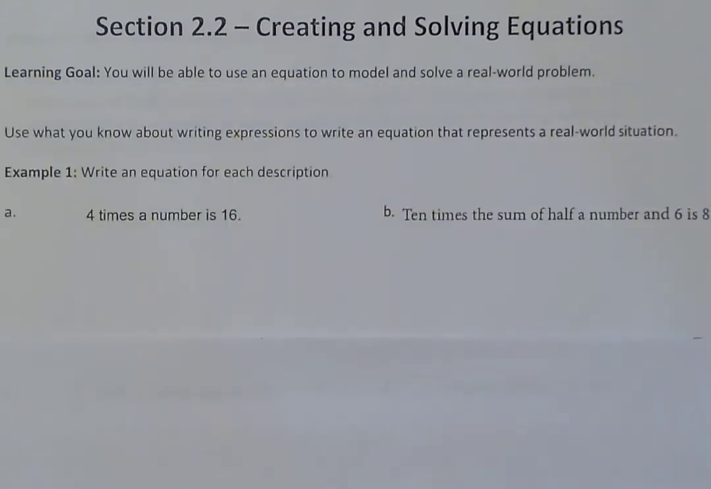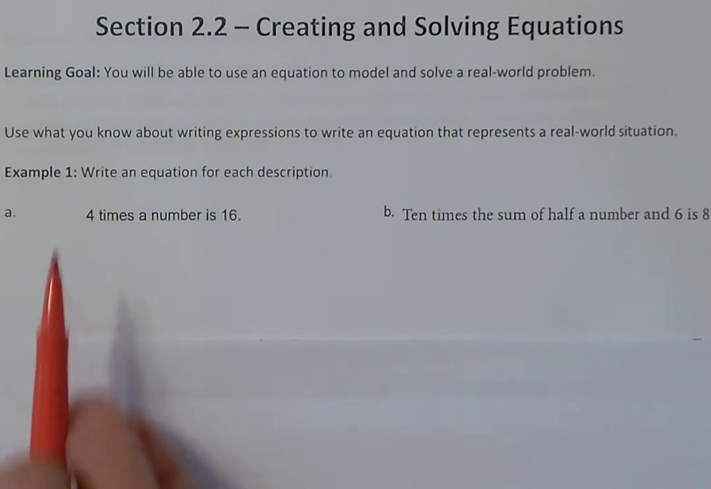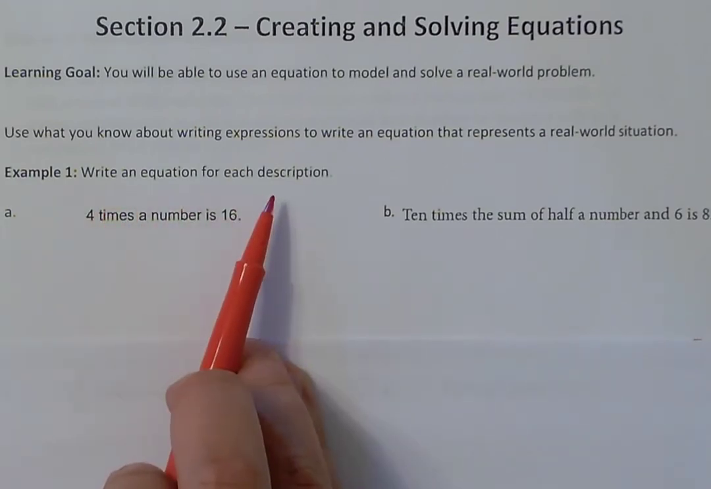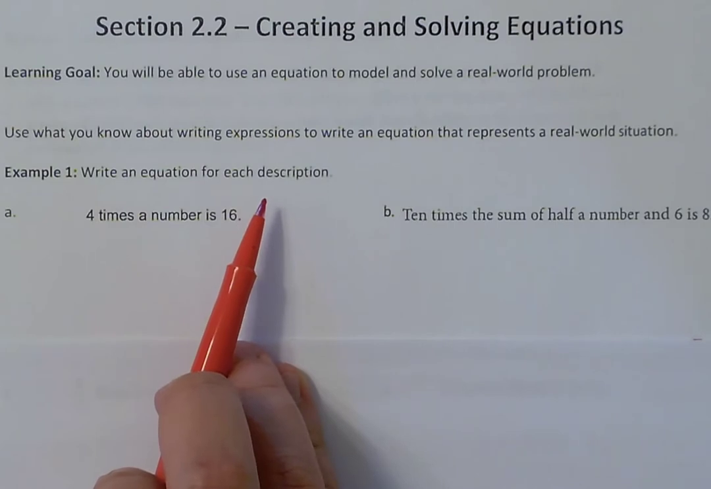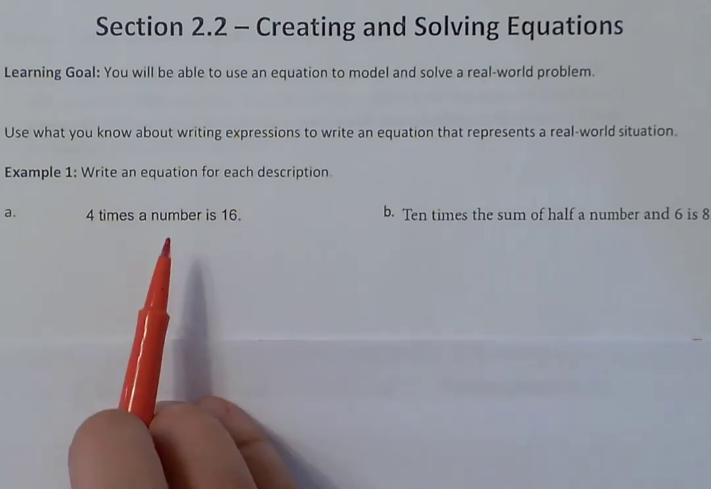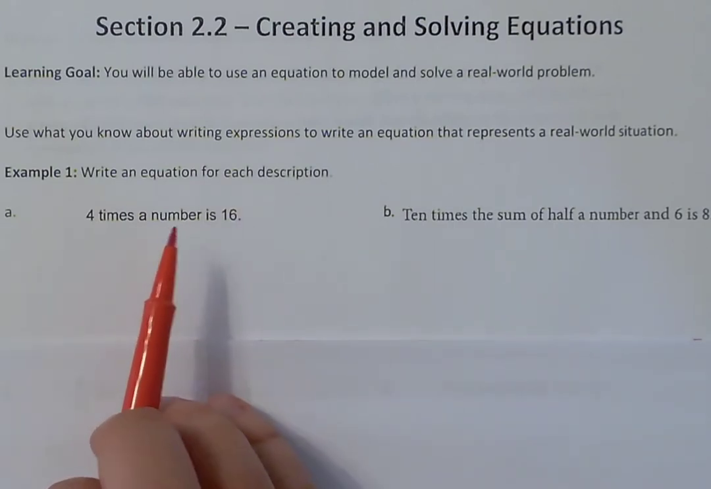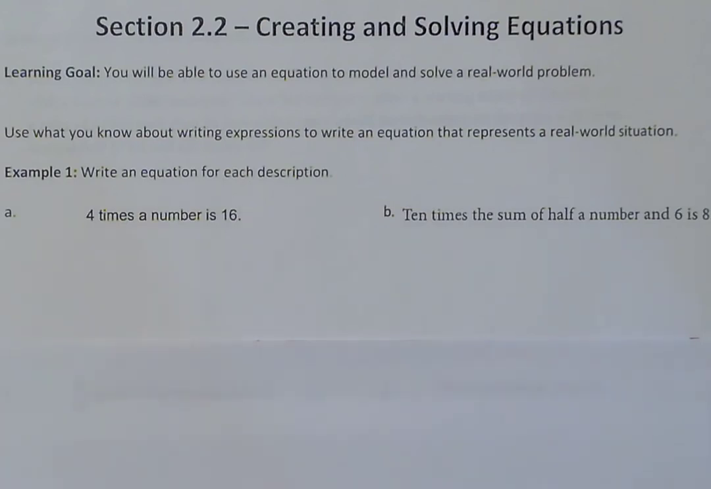Alright, example 1 is going to ask us to write an equation for each description. So we're going to take the description they give us in each part, and we're just going to go through and write an equation. Now, the ones that we're going to talk about for A through F, it just asks us to go through and write an equation. We don't necessarily need to go through and solve it.